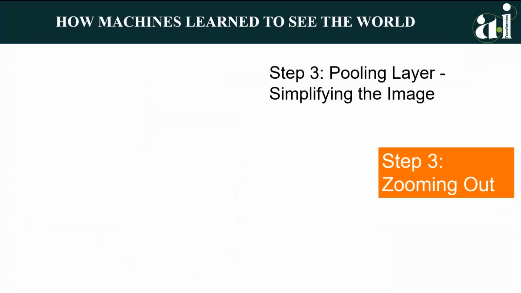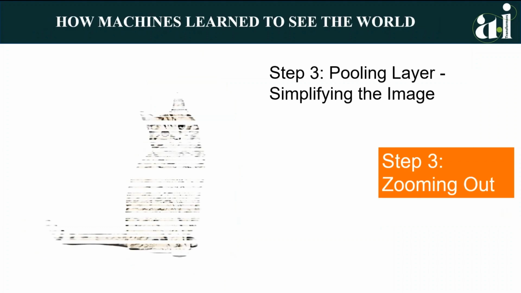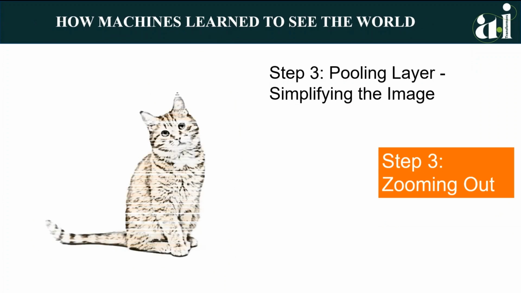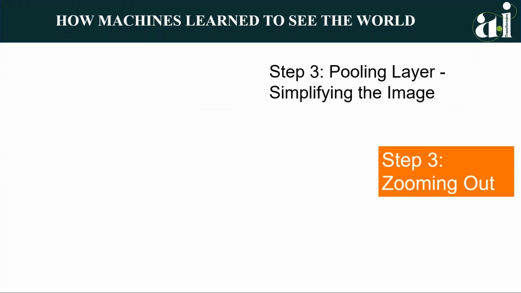Once the machine can see clearly, we teach it to simplify. The pooling layer helps it zoom out and summarize the image, keeping only the essential details, like recognizing that this shape is a cat's ear or a tail.